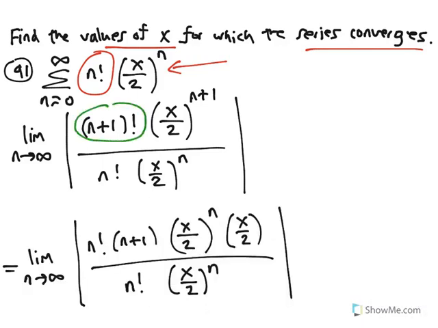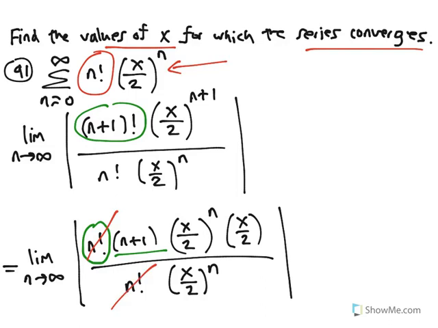So n plus 1 factorial is 1 times 2 times 3 times 4 all the way to n, and then times n plus 1. So all the way to n is just n factorial, times n plus 1 will give us n plus 1 factorial. When we write it like that, we're able to cancel the common factor of n factorial that's in the numerator and the denominator.